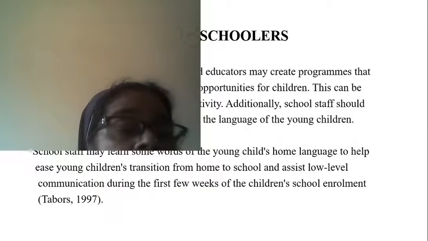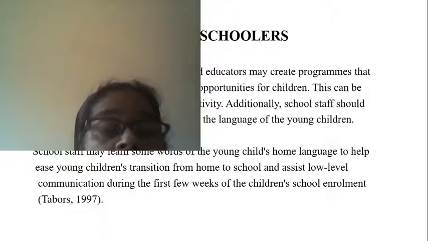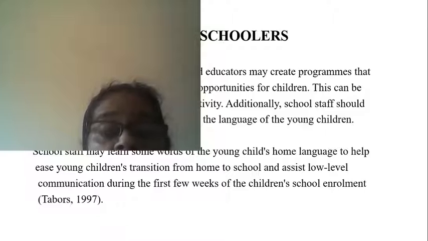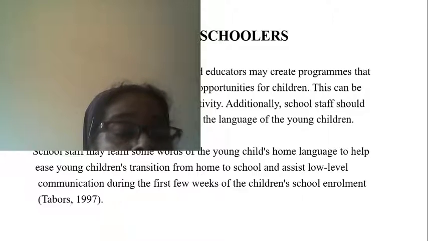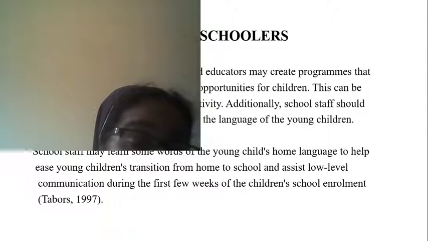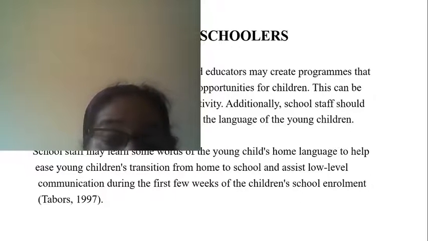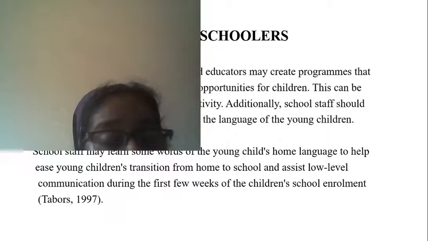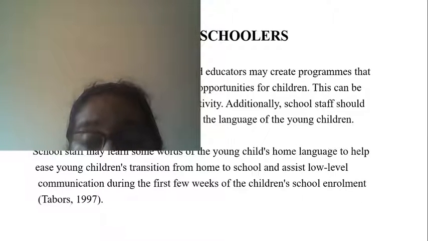Preschoolers. During preschool, the early childhood educators may create programs that facilitate regular language modeling opportunities for children. This can be carried out as a classroom or home activity. Additionally, school staff should interact with the young children using the language of the young children. School staff may learn some words of the young child's home language to help ease young children's transition from home to school and assist low-level communication during the first few weeks of the children's school enrollment.